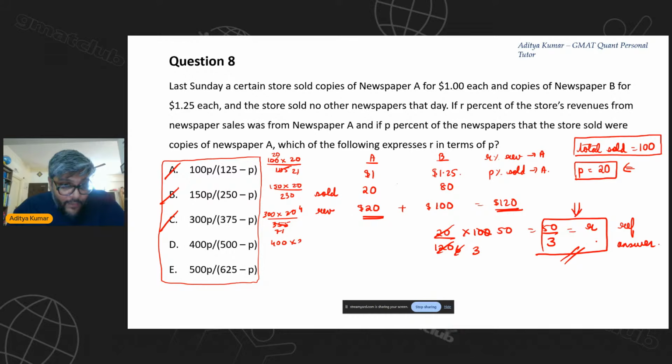400 into 20 divided by 500 minus 20 is 480. Let's simplify this. So the zeros go. 2 24s are. Then I can remove 4 6s are 24, 400s. I can remove 2, that's 50. That gives me 50 by 3. I would pick D and I would move on.